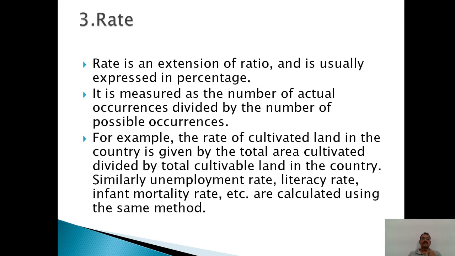Rate. Rate is an extension of ratio and is usually expressed in percentage. It is measured as the number of actual occurrences divided by the number of possible occurrences. For example, the rate of cultivated land in the country is given by the total area cultivated divided by the total cultivable land in the country.